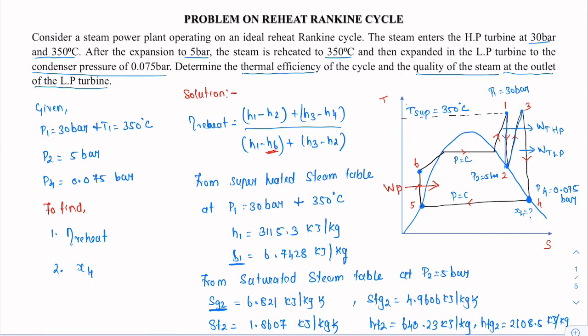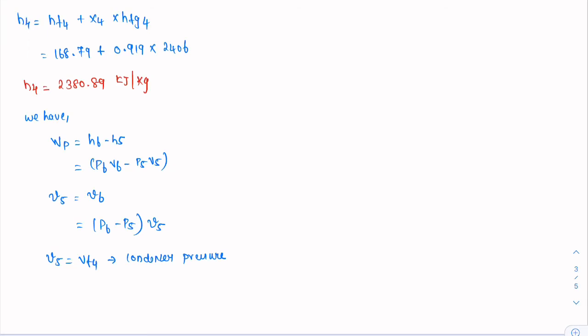That is, the volume at the state point 4 will be equal to the volume at the state point 5. State point 4 is at the saturated vapor state, and state point 5 is at the saturated liquid state, so equating both, V5 will be equal to Vf4, and we have P6 equal to P1 and P5 equal to P4.